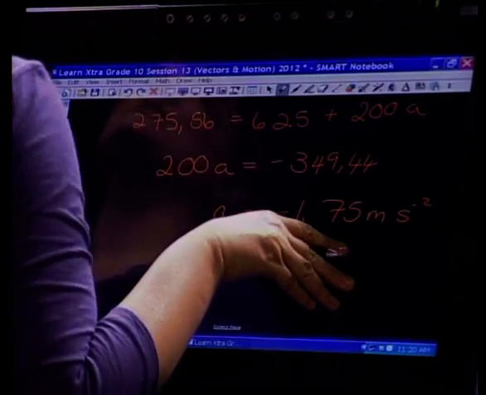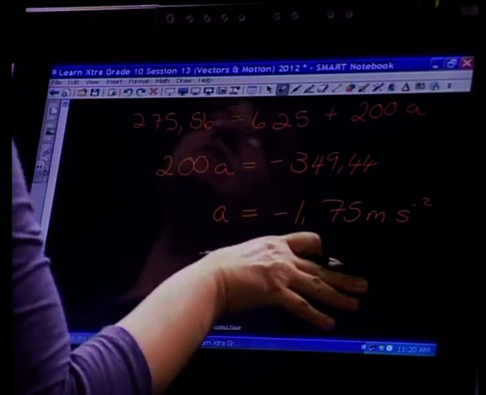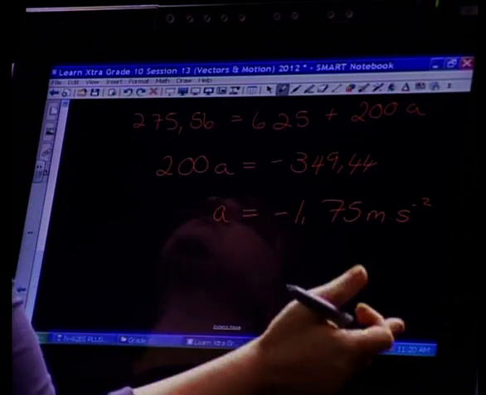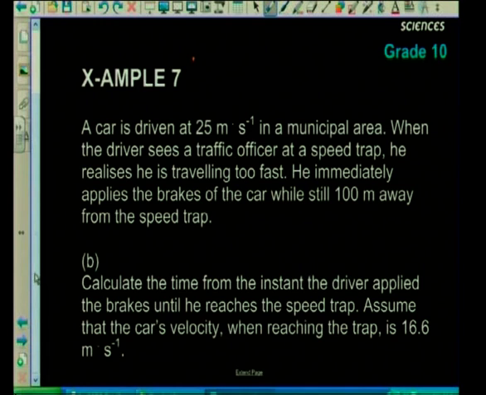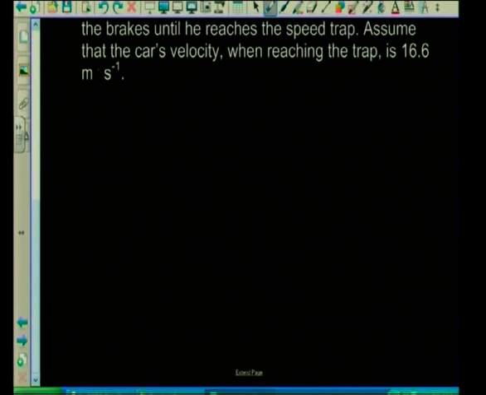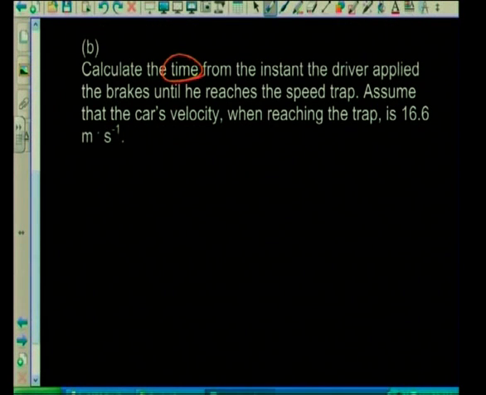That's quite a serious acceleration, okay, because he's got to seriously slow down quite a bit in order to not get fined. That's the minimum acceleration. If he accelerates more than that, so say minus 2 meters per second squared, he will get to the 16.6 meters in a shorter time. Now they say, second part of the question is calculate the time from the instant the driver applied the brakes until he reaches the speed trap.